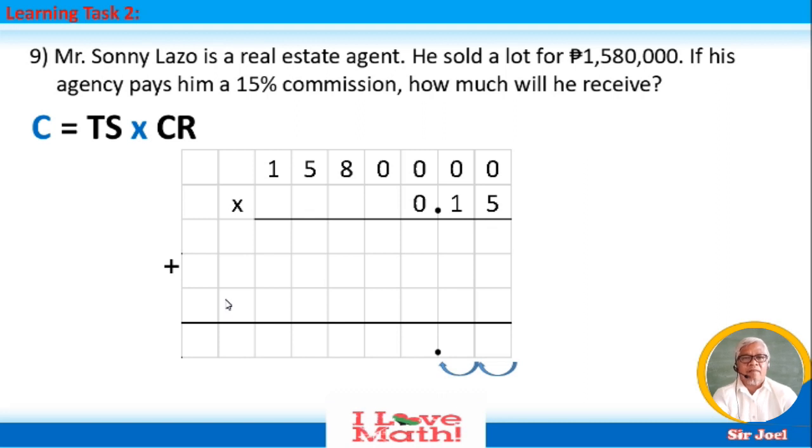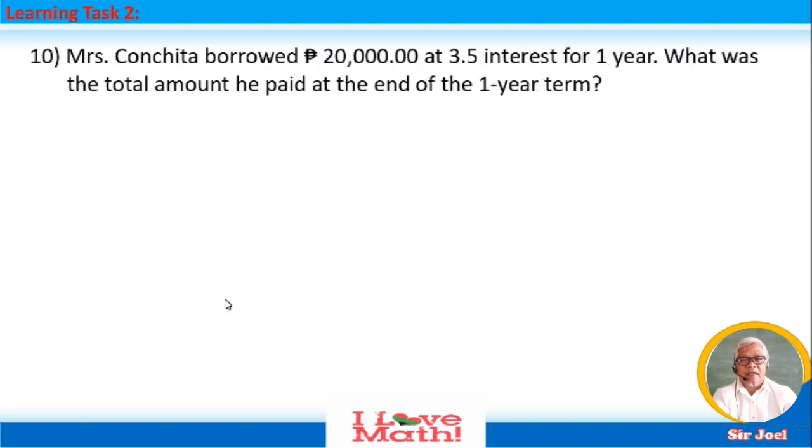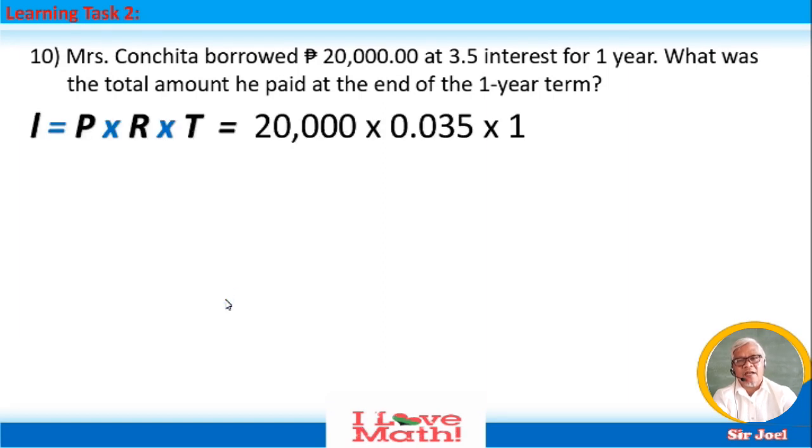Next, last problem. Problem number 10. Mrs. Conchita borrowed 20,000 pesos at 3.5 interest for 1 year. What was the total amount she paid at the end of the 1-year term? So, ibig sabihin, ang ating interest ay principal amount times rate times time.